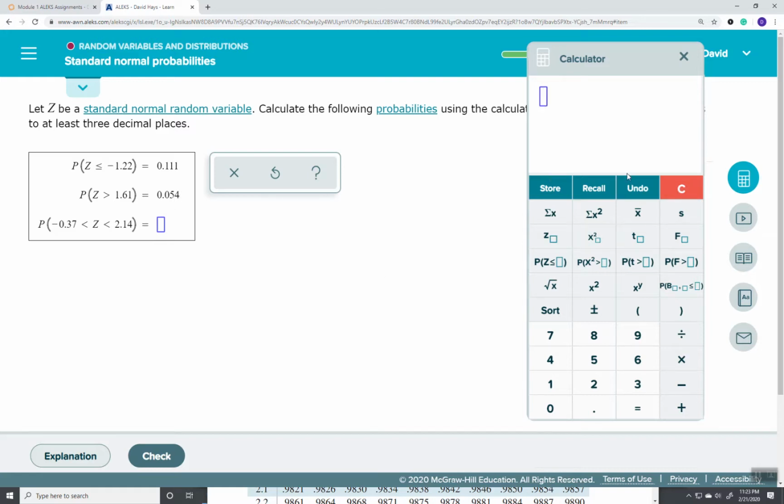Now the between case, we're going to have the probability of 2.14, I'll do a right arrow key to put it on the outside of the parentheses, minus the probability of negative 0.37. Press enter, and that gives us 0.628. I'll go ahead and check it.